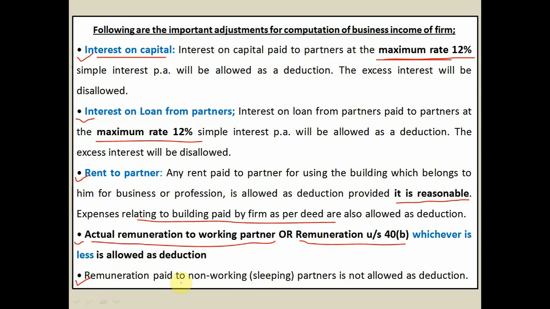Okay, in the next video we will solve the problems on book profit and income from business.